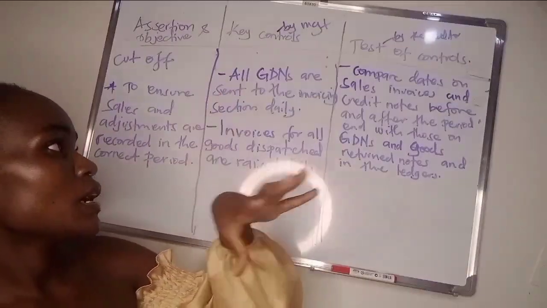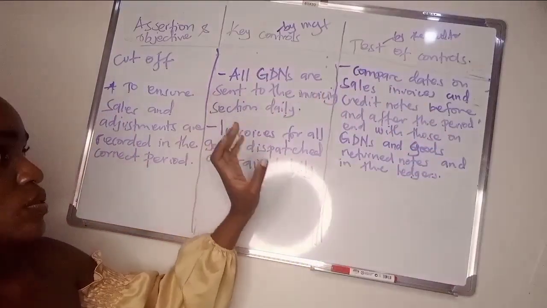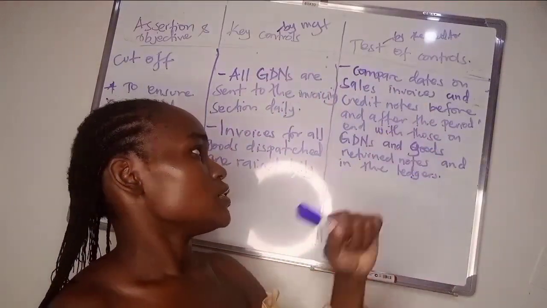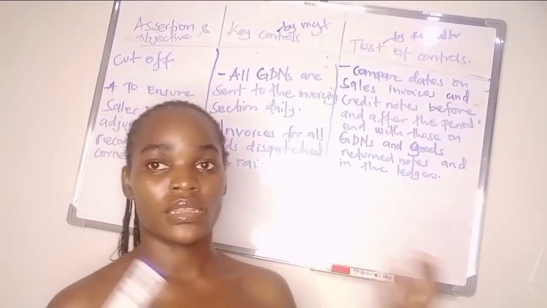So how can the auditor test this kind of control? Here the auditor is just supposed to compare the dates.